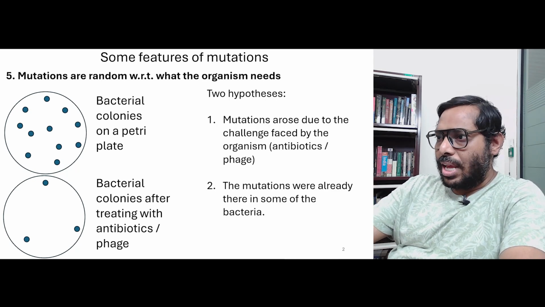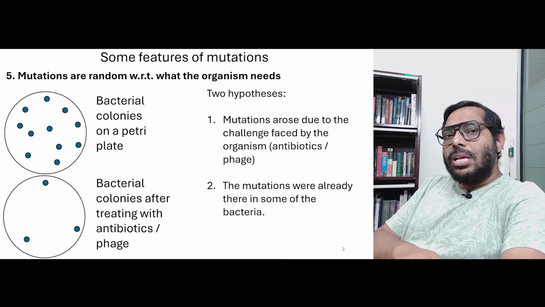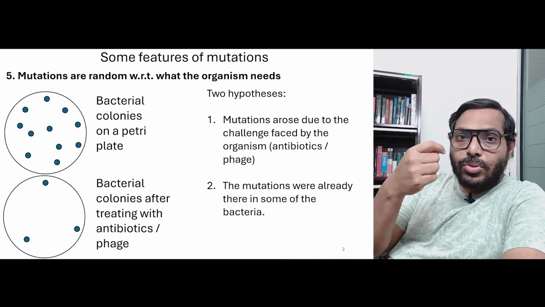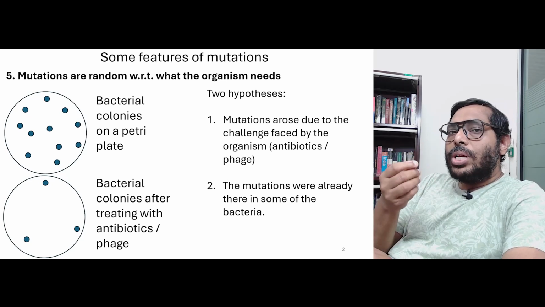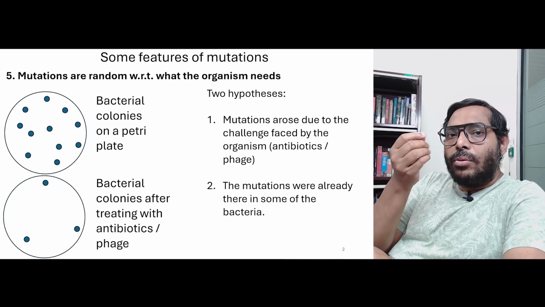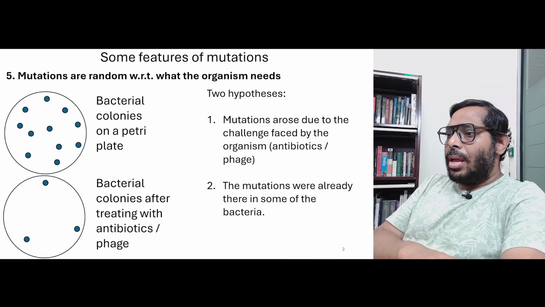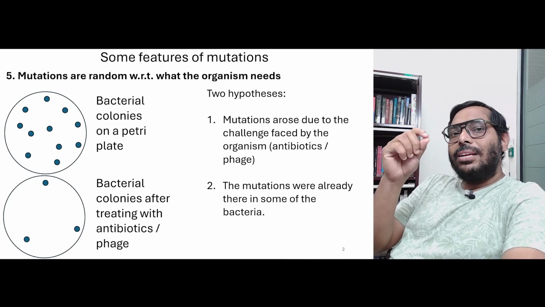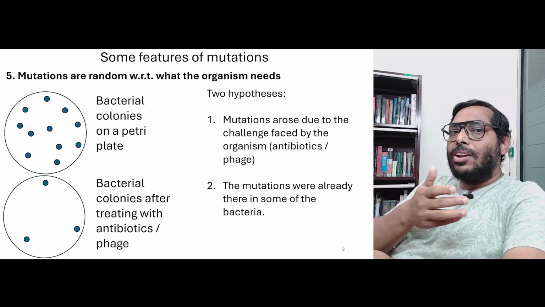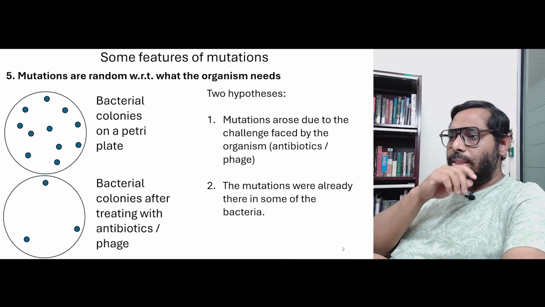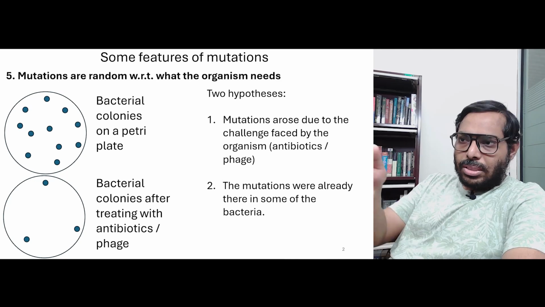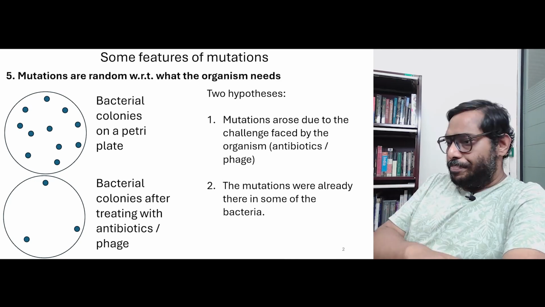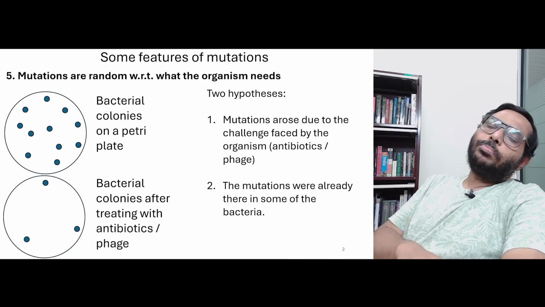There are 2 ways in which this can happen. One is that the mutations arose after they were challenged, in response to the challenge with the antibiotic or the phage. So, the mutations are a direct result of the challenge that you have subjected them to. And the other possibility is that the mutations were already there in the bacterial cells before they were plated. Obviously, they are not there in all of them, they were there in some of the colonies, and when you hit them with this challenge, then only those survived which had the mutation and all the others died out. Now, how do you distinguish between these 2 possibilities?